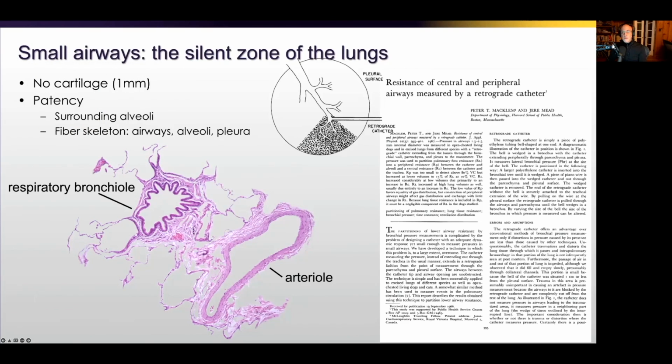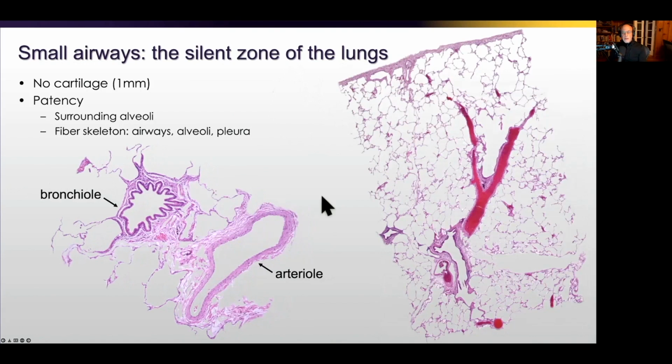In the late 60s, Peter Macklem investigated the small airways, or those airways in the periphery of the lung. And yes, they are small, about 1 millimeter, but what makes them unique is their lack of cartilage. Because there is no cartilage, they depend upon the alveolar walls, which are radially attached to these airways, in order to stay open.